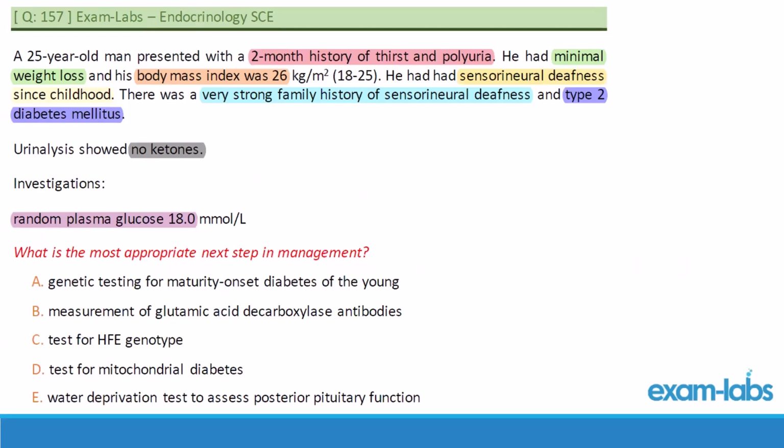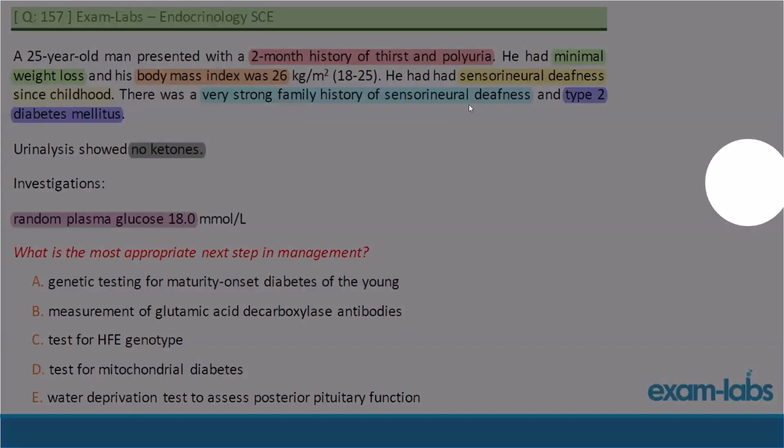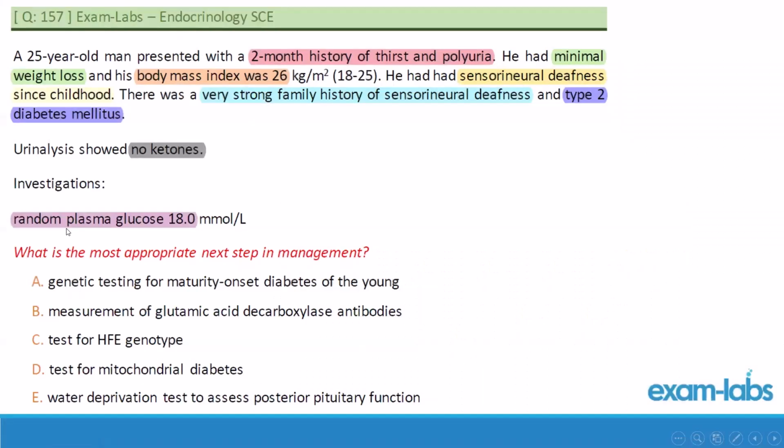This is a 25-year-old male presented with 2 months history of thirst and polyuria with minimal weight loss. The body mass index is 26 with sensorineural deafness. As I mentioned, if you diagnose diabetes mellitus with sensorineural deafness, it is usually mitochondrial diabetes with a very strong family history of sensorineural deafness and type 2 diabetes mellitus. No ketones, plasma glucose is elevated. What is the most appropriate next step in the management?